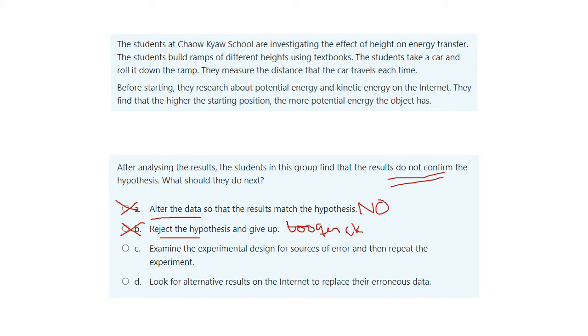So if you get results that do not match your hypothesis, look at the experiment design, find the sources of error, remove them, and then try to repeat. That would be a very good next step.